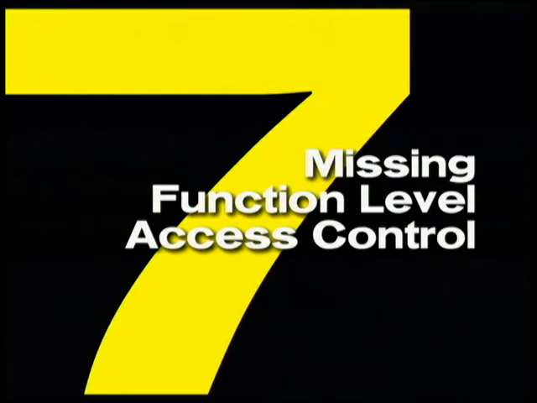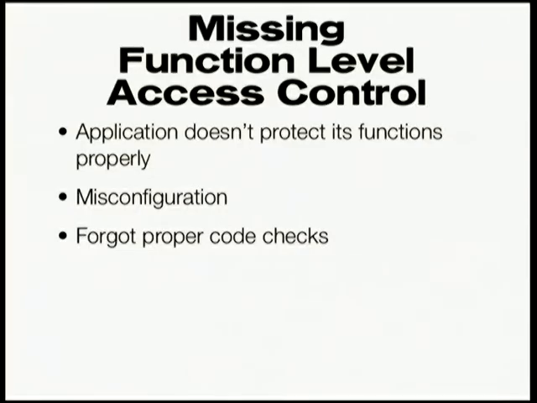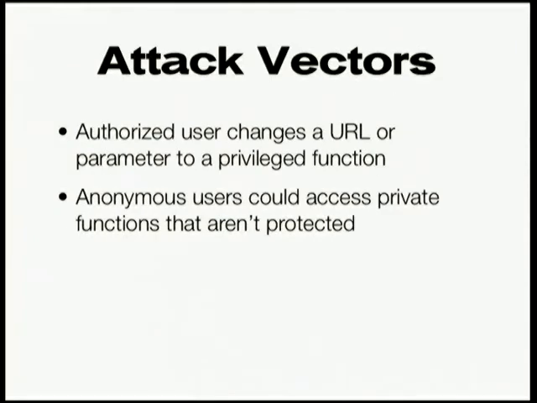Number 7 is missing function level access control. We'll get some hands-on again here. When you've got missing function level access control, your application isn't protecting its internal functions properly, either due to misconfiguration or developers forgetting to put code checks around particular pieces of functionality. You could be attacked, say, with an authorized user changing a URL or a parameter to reach some privileged function, or an anonymous user accessing private functions that aren't protected.